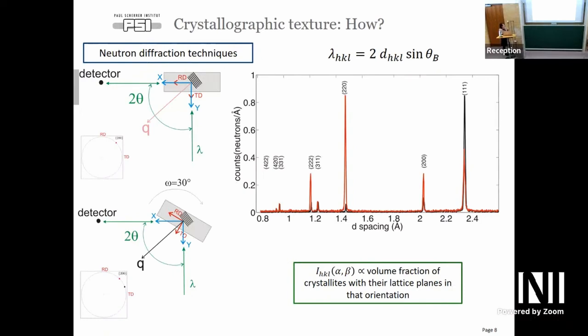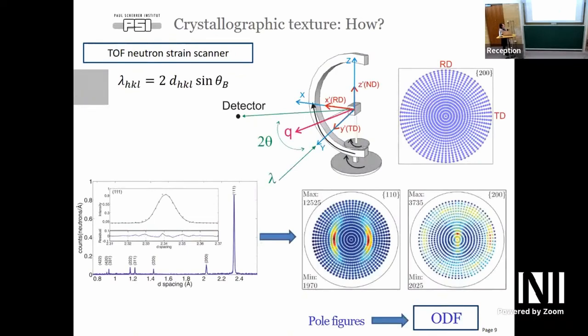So by measuring a lot of different orientations, we can take the sample, for example, in a goniometer and rotate it around. We can analyze a lot of different sample orientations, and by fitting the height of the different peaks, we can plot these maps. These maps are the experimental pole figures, and we can recalculate the ODF from them. That's the idea.